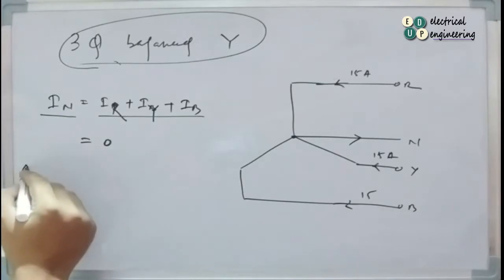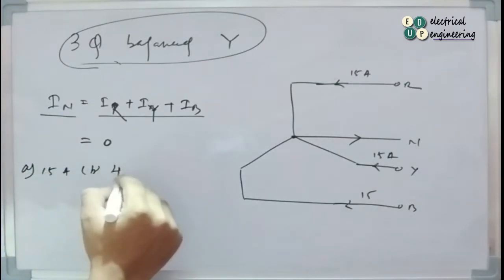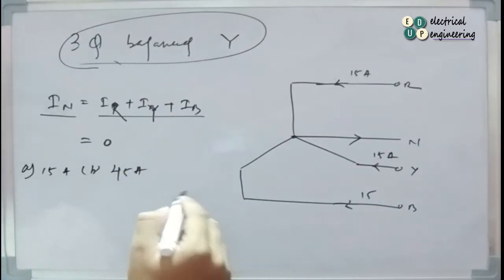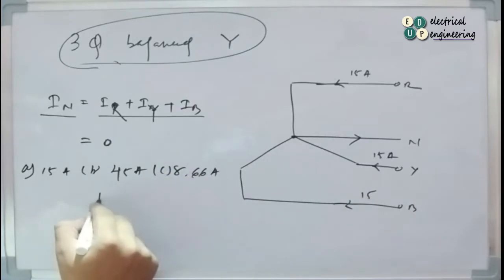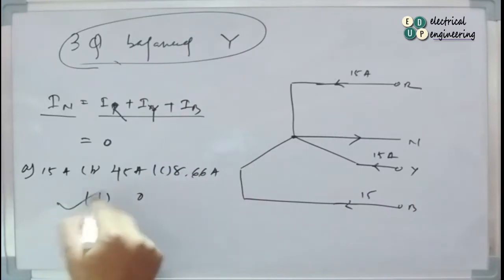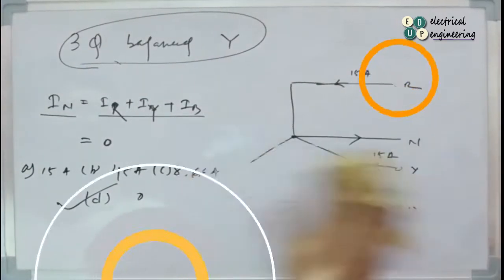The options were 15 ampere, 45 ampere, 8.66 ampere, and D was 0. So option D is correct here. Right, understood? So let us go to the next homework question.